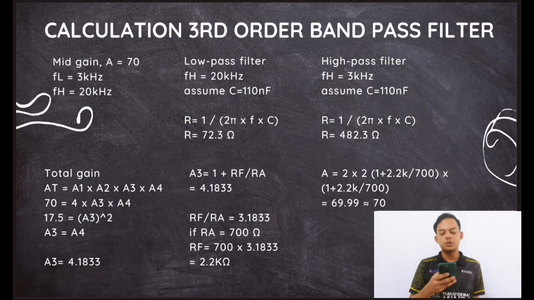For the high pass filter, assuming C, we got 482.3 ohm. The total gain, we use the formula A total equals A1 multiplied by A2 multiplied by A3 and A4. So we got A3 is 4.1833. The RF that we got is 700 multiplied by 3.1833, and we got 2.2 kilo ohms. And the mid gain that we got is 99.99, which is for the mid gain of 70.